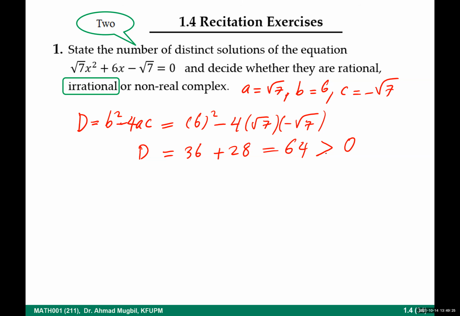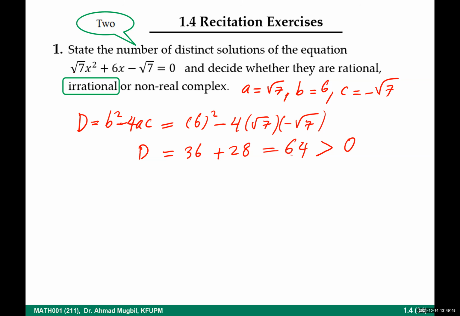So what? So it has 2. The number of the solution is 2 real solutions. The question is about, is it rational or irrational? How to know? Rational. Take the square root. This will be under the square root, it will be 8. Yes. But we have a problem here. So it will be rational. No, don't say that. Be careful.